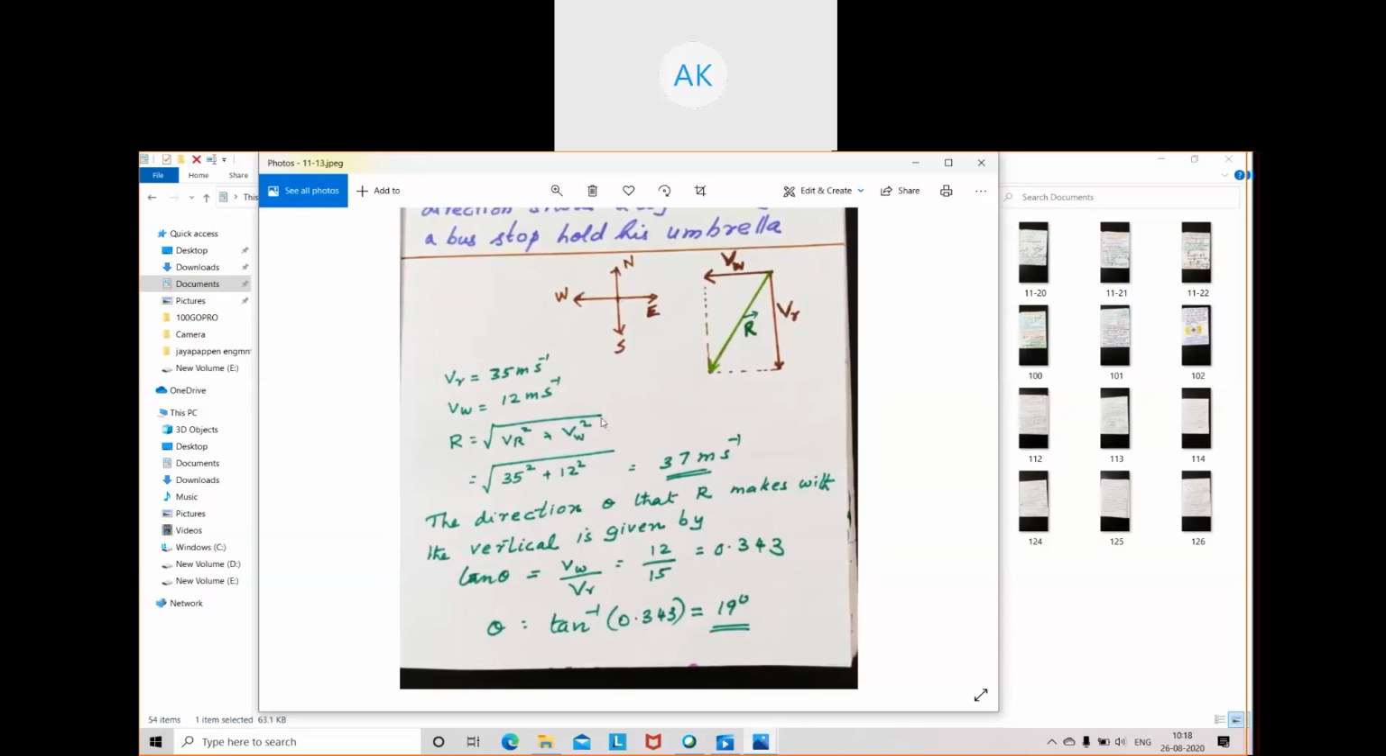That gives only the magnitude of the resultant velocity of rain. Actually the rain velocity is 35 and the velocity of the wind is 12. The resultant velocity has changed, increased. The velocity of the rain is increased. The resultant velocity is 37 now because of the wind blowing towards the west direction. The magnitude of the resultant velocity has changed.